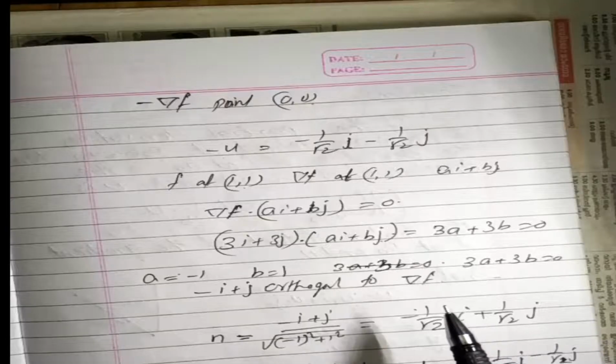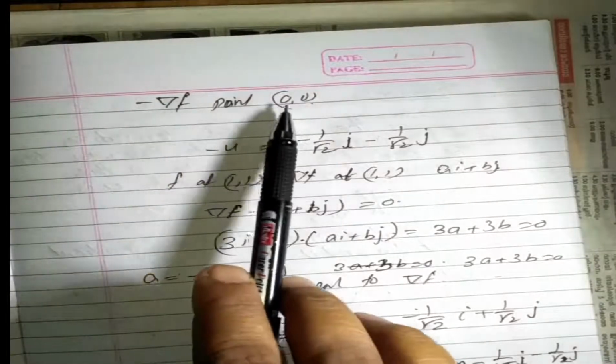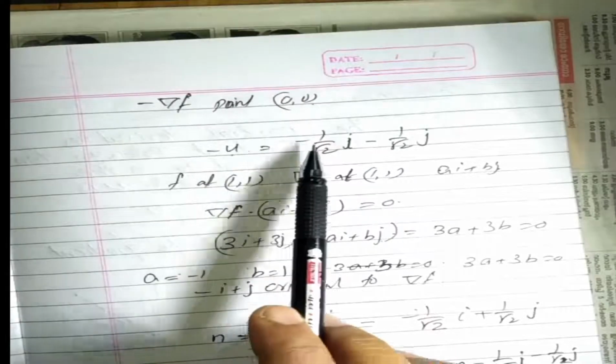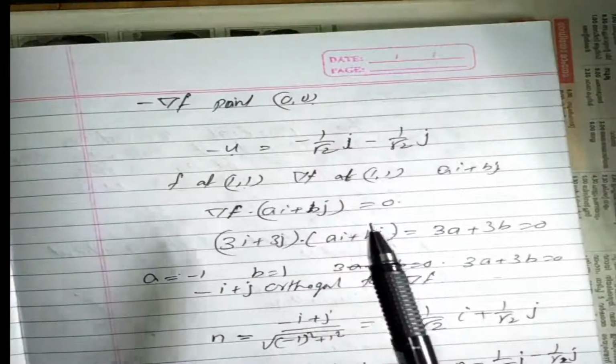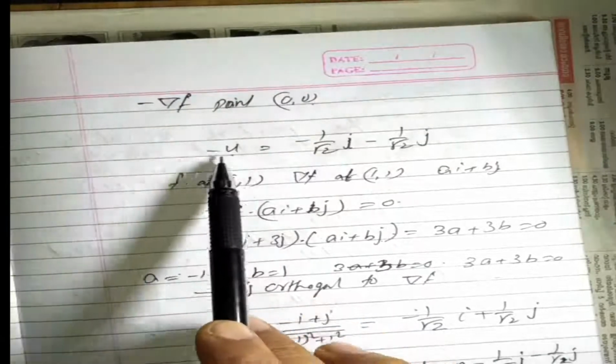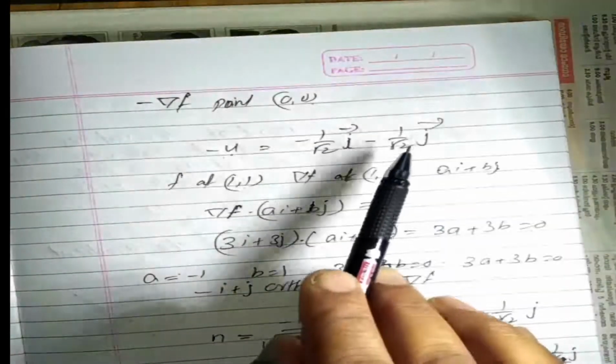First property satisfied. Then going to the second property, which is the minus gradient at the point (1, 1). The first property gives u equal to 1 by root 2 i vector plus 1 by root 2 j vector. Then for the second property, we take minus u, which gives minus 1 by root 2 i vector plus minus 1 by root 2 j vector. This is the second property.